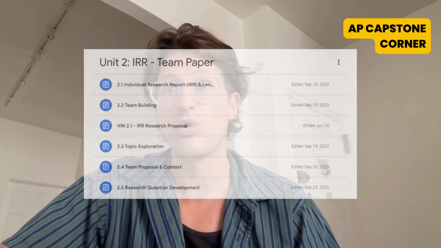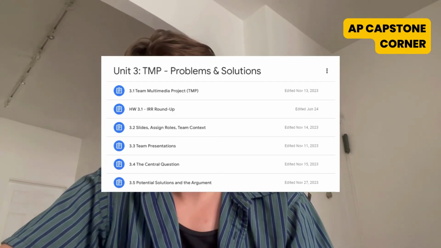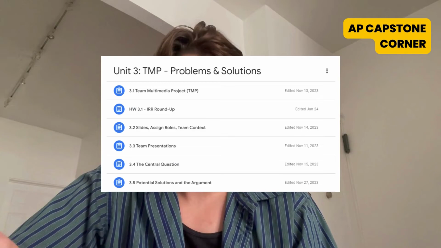Then from there we introduce the IRR. I know, already Unit 2, I'm headed to the IRR. This whole unit is focused on team building, picking a topic, doing the IRR. From there, Unit 3 is taking a look at the TMP, doing the presentation. Now you notice I started with a very thematic way of approaching it, and by now I'm just focused on the performance task and letting students pick themes.